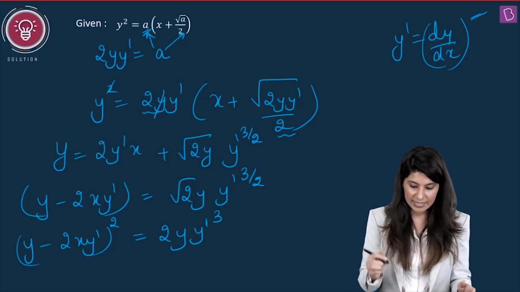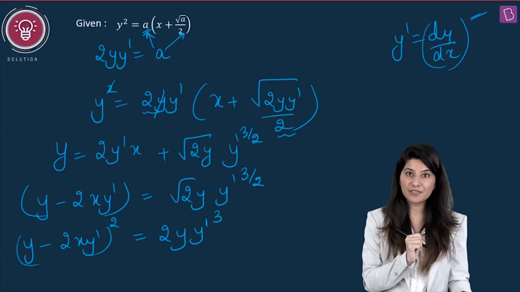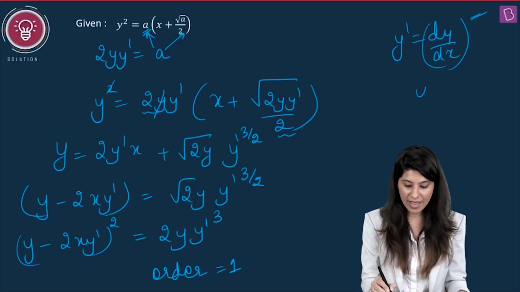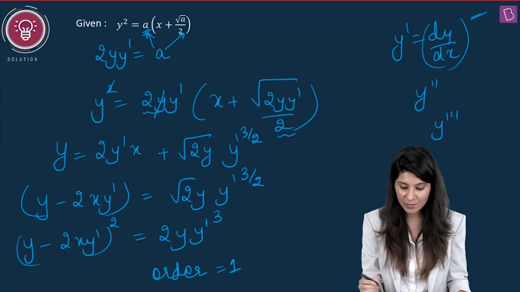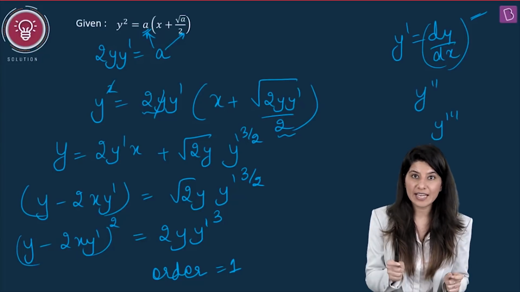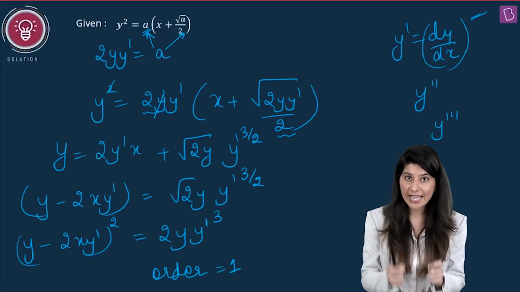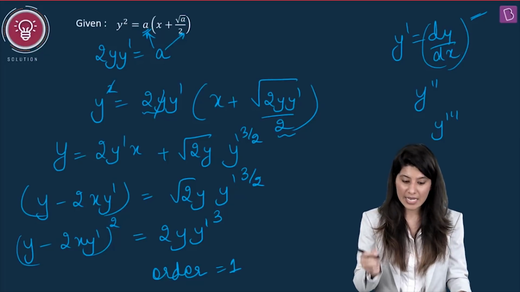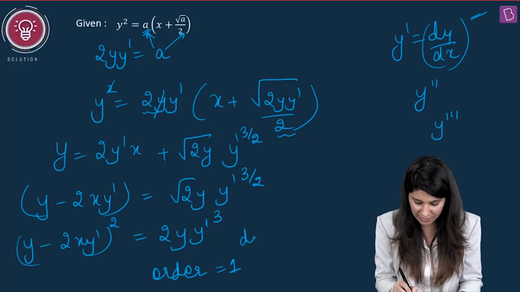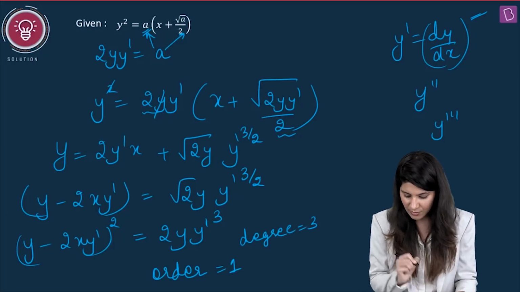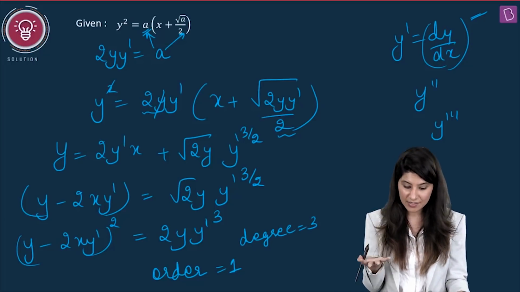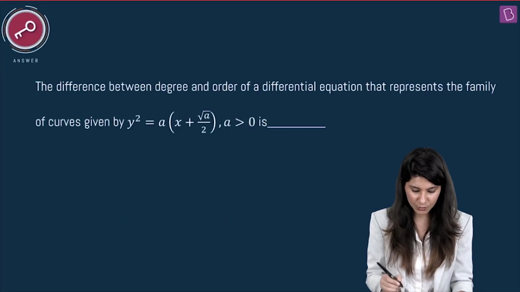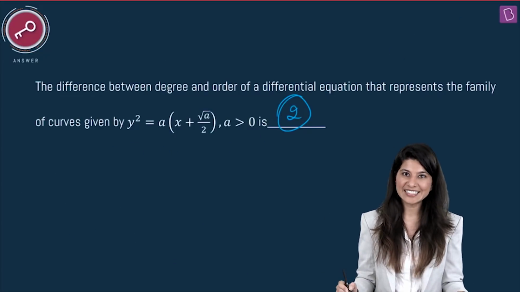See, now we have order of this differential equation equals to 1, because I am not having y double dash, I am not having y triple dash in my equation, I am having y dash. I have differentiated only once, hence the order is 1. What about degree? The highest power of y dash is 3, so degree is 3. Difference between order and degree, you can clearly see 3 minus 1 is what? 2. Finally you have answer 2. All right.